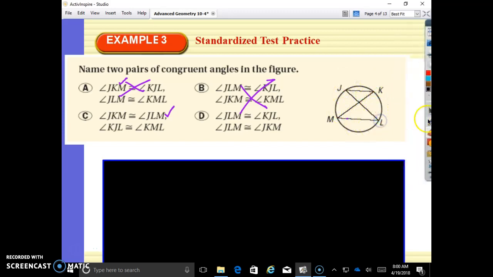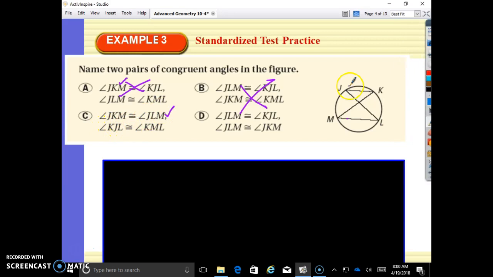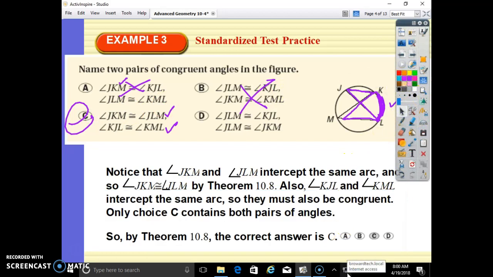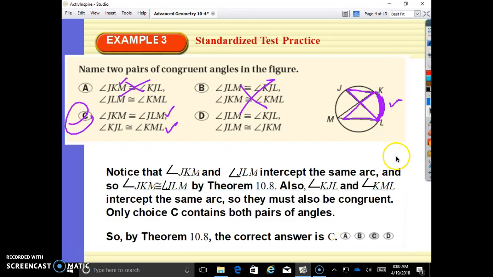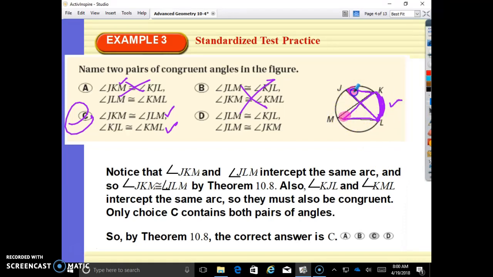The second line says KJL, which is opening up to this arc right here, and KML. They both open up to the same arc. They are congruent. See? Make sense? You see how they're both opening up to the same arc? This angle right here and this angle right here are congruent because they both open up to here.